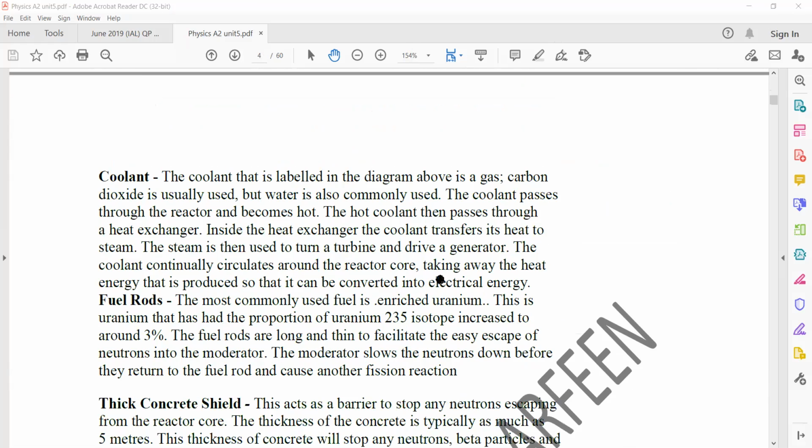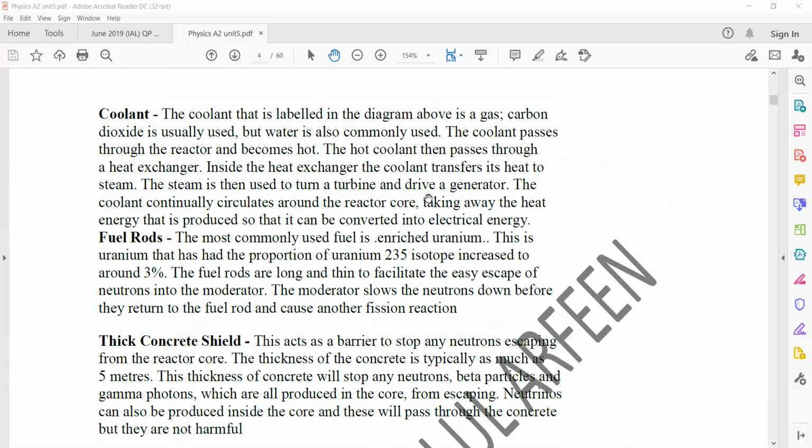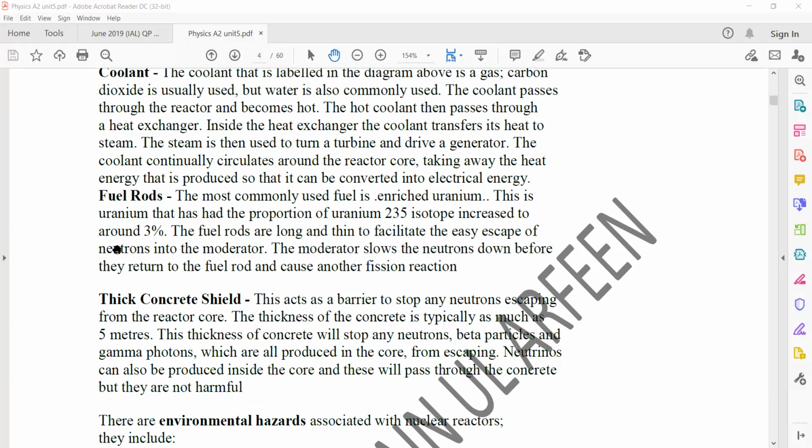And a coolant is also used. What is the purpose of the coolant? Because the reaction releases energy, the temperature of the nuclear power station might increase too much and reach a meltdown. To avoid meltdown, we use a heat exchanger or coolant which removes the energy. And there are fuel rods containing uranium, normally 235, enriched to 3%.